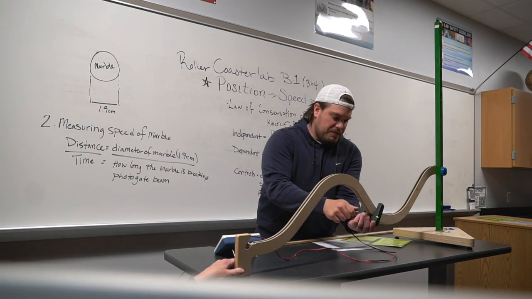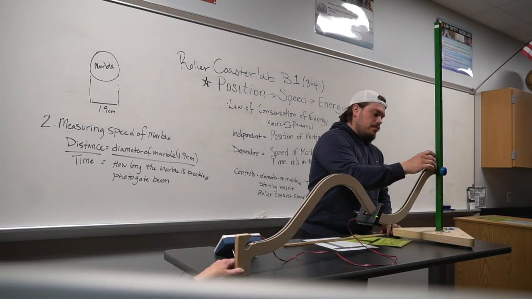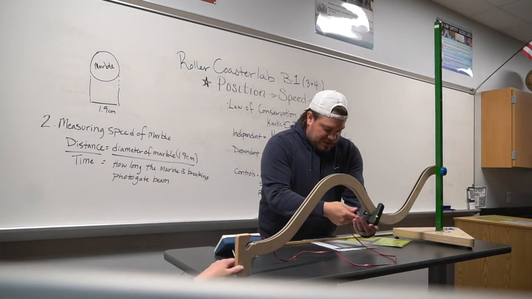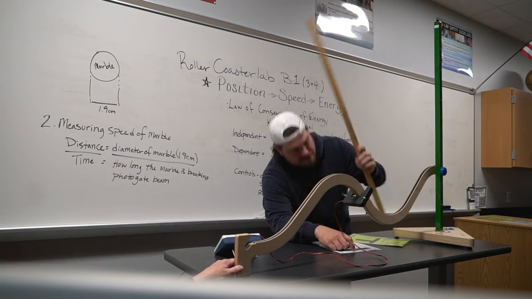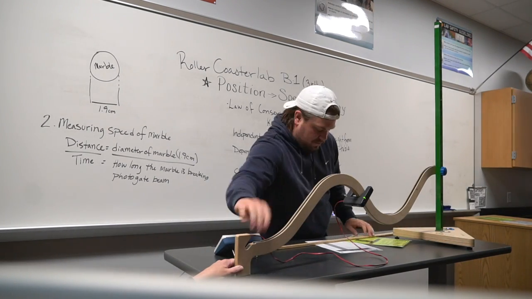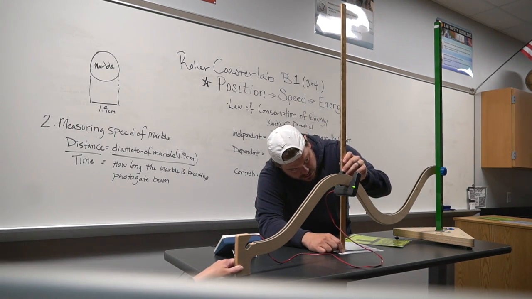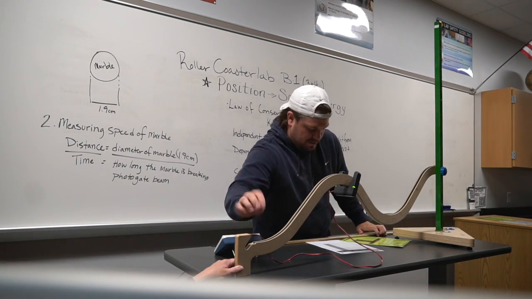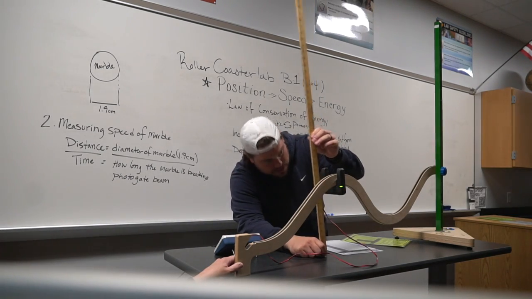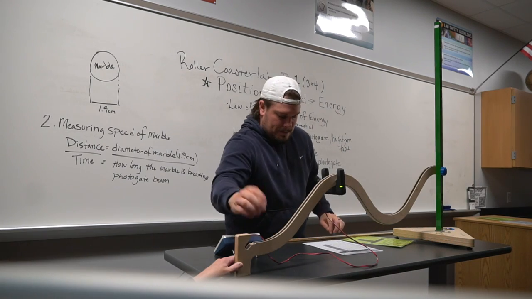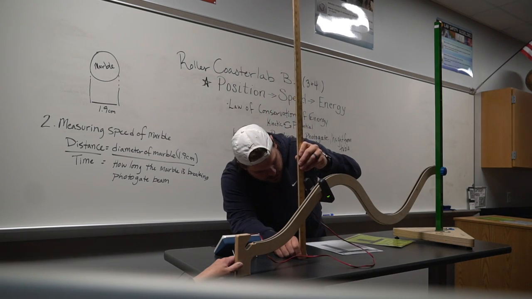Position 6, 55 centimeters down the track, and at 55 centimeters, the photo gate is 18.5 centimeters off the table. Position 7 is going to be at 65 centimeters down the track, and at 65 centimeters, it is 25.5 centimeters off the table. Position 8, 75 centimeters down the track, and at 75 centimeters, it is 31 centimeters. Position 9, 85 centimeters down the track, and at 85 centimeters, it is 32 centimeters. Position 10, 95 centimeters down the track, and at 95 centimeters, it is 29 centimeters above the table.